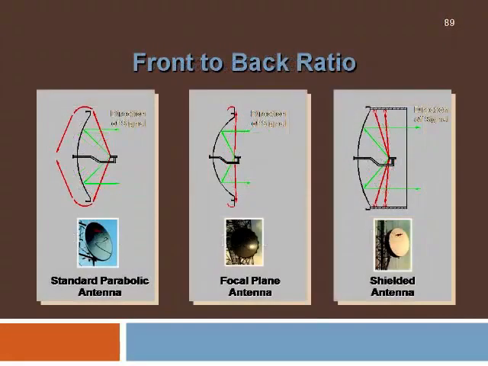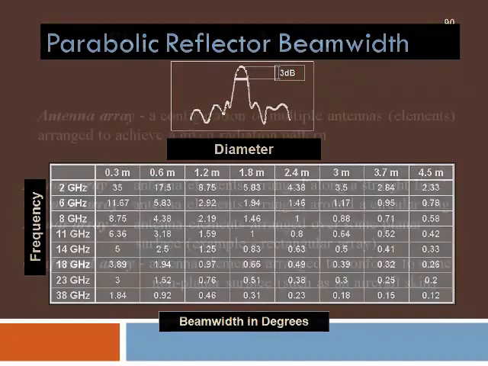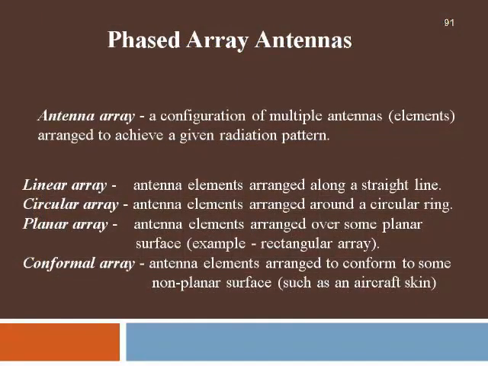So the F by B ratio for different standard antennas is shown in this slide. Standard parabolic antenna, focal plane antenna and shielded antenna. Here, what are the beam widths we are going to get for different sizes of the antennas at different frequencies is tabulated. What are the benefits we can accrue with the phased array antennas?